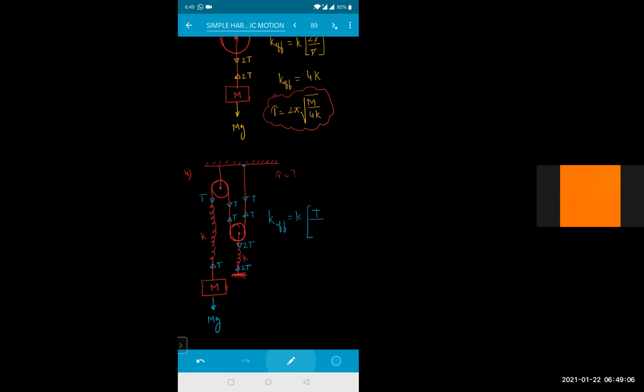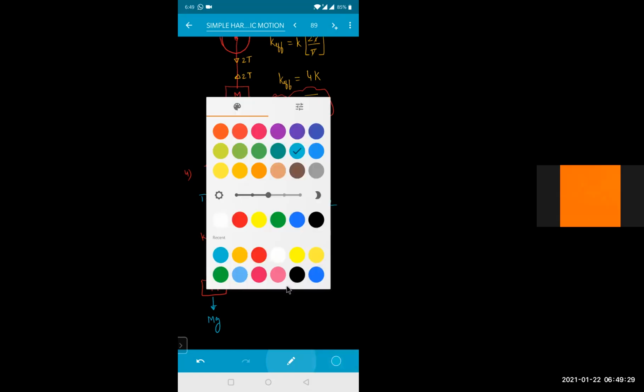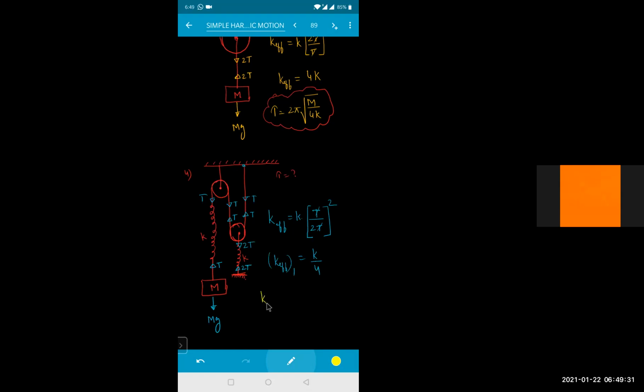We have two springs here, so we need to do the series combination. First, let us take K effective 1. By taking this spring, the tension will be equal to 2T, and T will get cancelled. So this will become K by 4. This is your K effective 1 for this one. The same way, K effective 2 will be equal to how much?